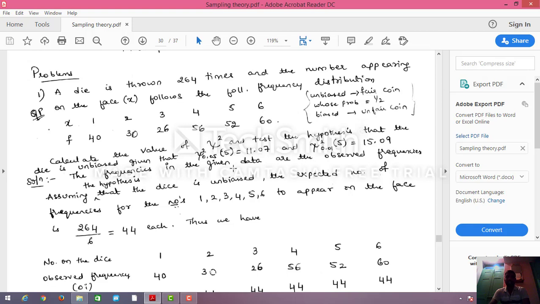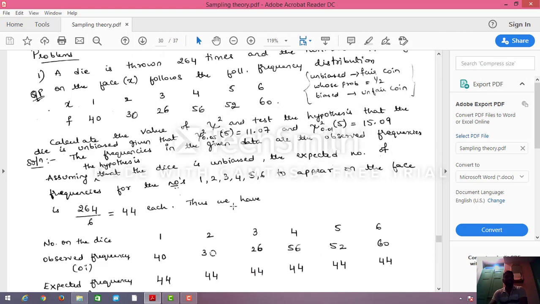The frequencies in the given data are the observed frequencies. Assuming that the die is unbiased, what is the expected number of frequencies for the numbers 1, 2, 3, 4, 5, 6 to appear on the face? Here you are throwing the die 264 times. N is the sum of f, which is 264, divided by the 6 faces: 264 divided by 6 equals 44 each.